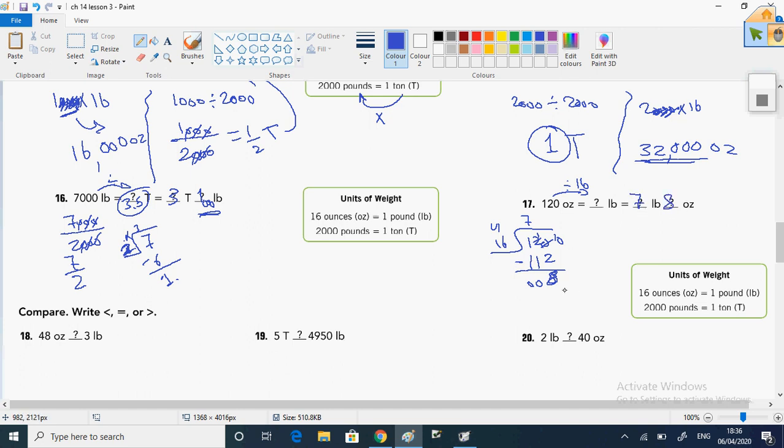Or you can keep dividing, add 0 here and add decimal point up, and continue dividing. 80 divided by 16 is 5. 80, 0, 0 when I subtract. So I can say I have 7.5 lb or 7 lb and 8 oz leftover.